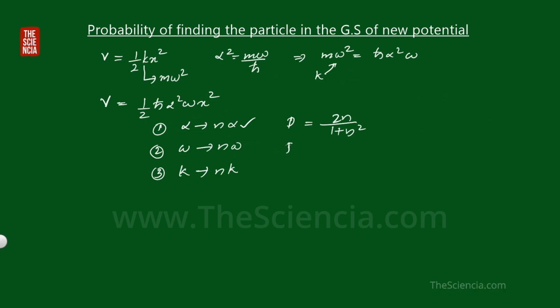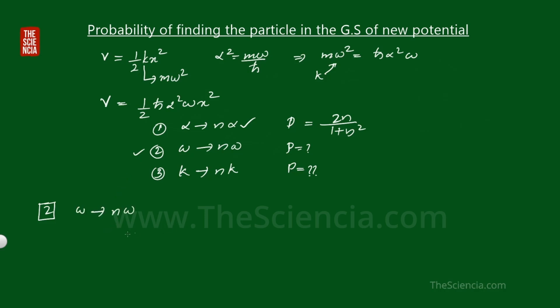Now we have to find the probability for the particle in the ground state of the new box when k becomes nk. How can we find it? Now we are going to find the second one, that is, omega becomes n omega.